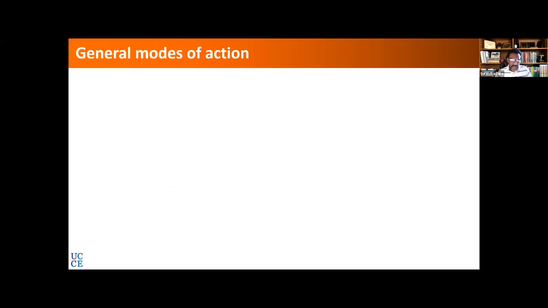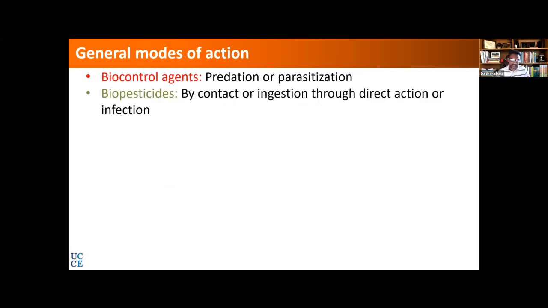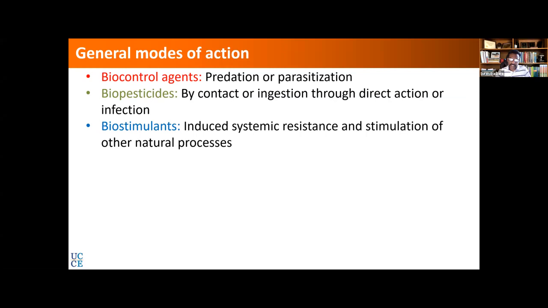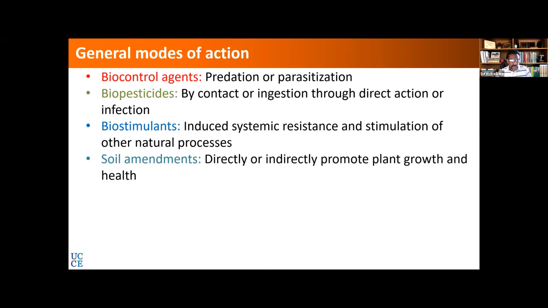And this is a brief overview of the mode of action of these different categories. Biocontrol agents work mainly through either parasitization or predation. Then biopesticides, depending on the active ingredient, could have multiple modes. It can be like a contact poison, or it has to get into the target site and then cause infection. Then we have biostimulants, mainly to induce systemic resistance in the plant, that is, build the plant immune system and other beneficial natural processes. Then soil amendments.